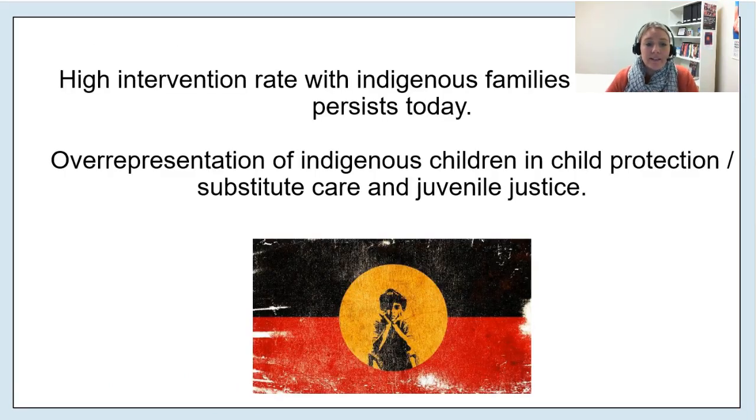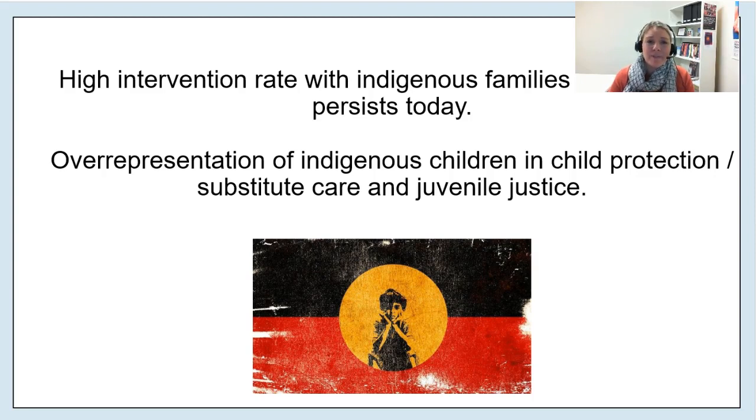So a continued high intervention rate with Indigenous families persists today. We talk about the stolen generation as having sort of a cutoff date, and a lot of the literature or the content that's out around that says, oh, well, up until 1970, there is a fairly great valid argument that it is continuing. We still see a higher rate of Indigenous kids taken into care than any other.